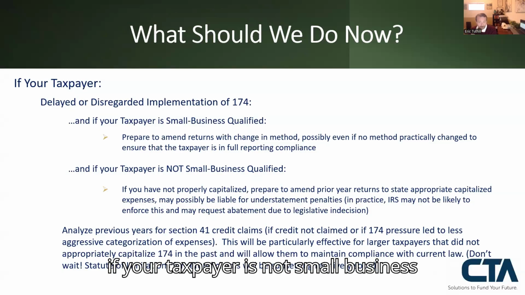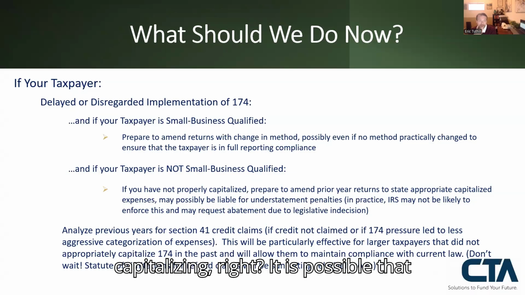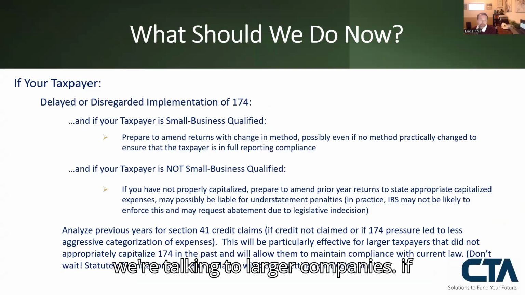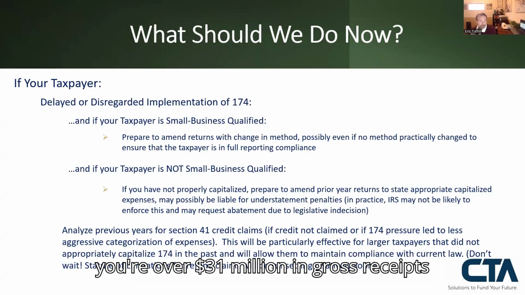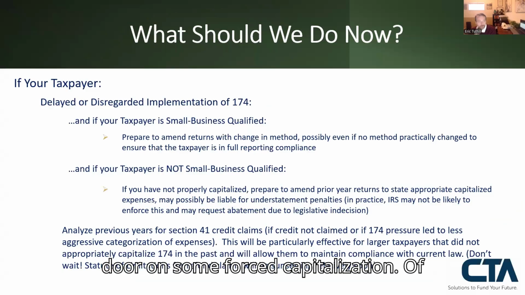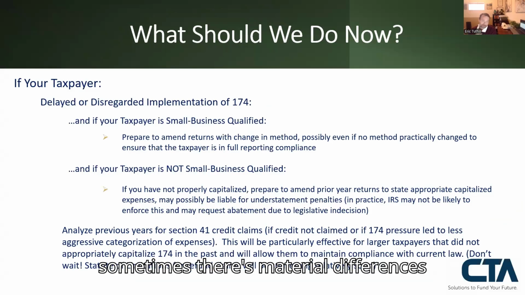So if your taxpayer is not small business qualified and they didn't do it, basically they need to go back there and make sure that they're capitalizing, right? It is possible that could come under audit. And we're talking larger companies, like if you're over $31 million in gross receipts over that entire time period, you definitely have opened the door on some forced capitalization. Of course, you get it right back in 25, but sometimes there's material differences between the 2 years.